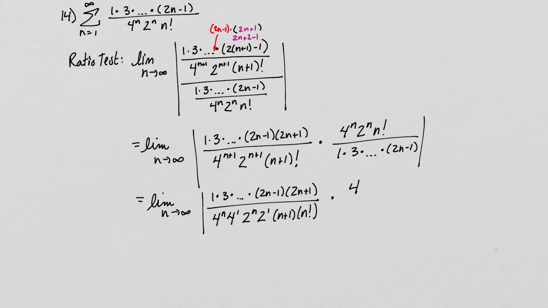And then we have times 4 to the n, 2 to the n, n factorial, all over 1 times 3 times ... 2n minus 1. Okay, so now we got a lot of stuff that's going to cancel out for us here. All these numbers, 1 times 3 all the way up to 2n minus 1, they are all going to cancel. My n factorials are going to cancel. My 4 to the n's are going to cancel. My 2 to the n is going to cancel.